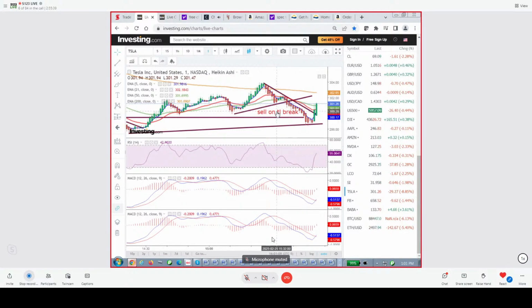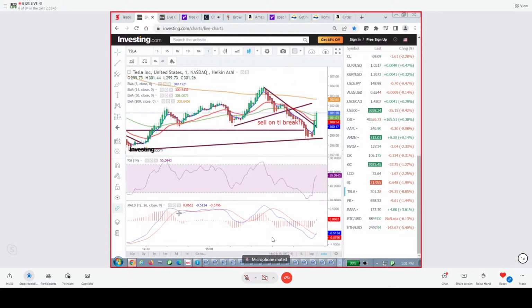And you'll notice that at that point, MACD right here on that trend line break, the blue line was below the red line. Good angle and separation, so good confidence level to go short in here and pick up 301, maybe 2 points.